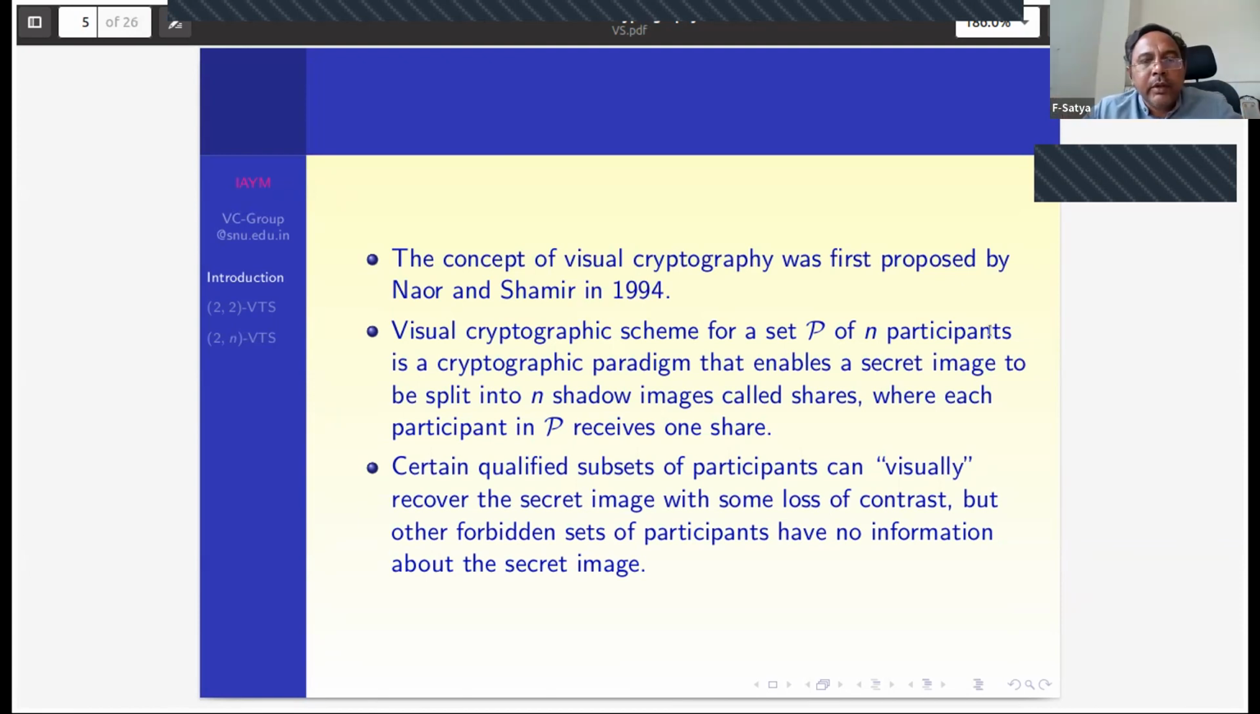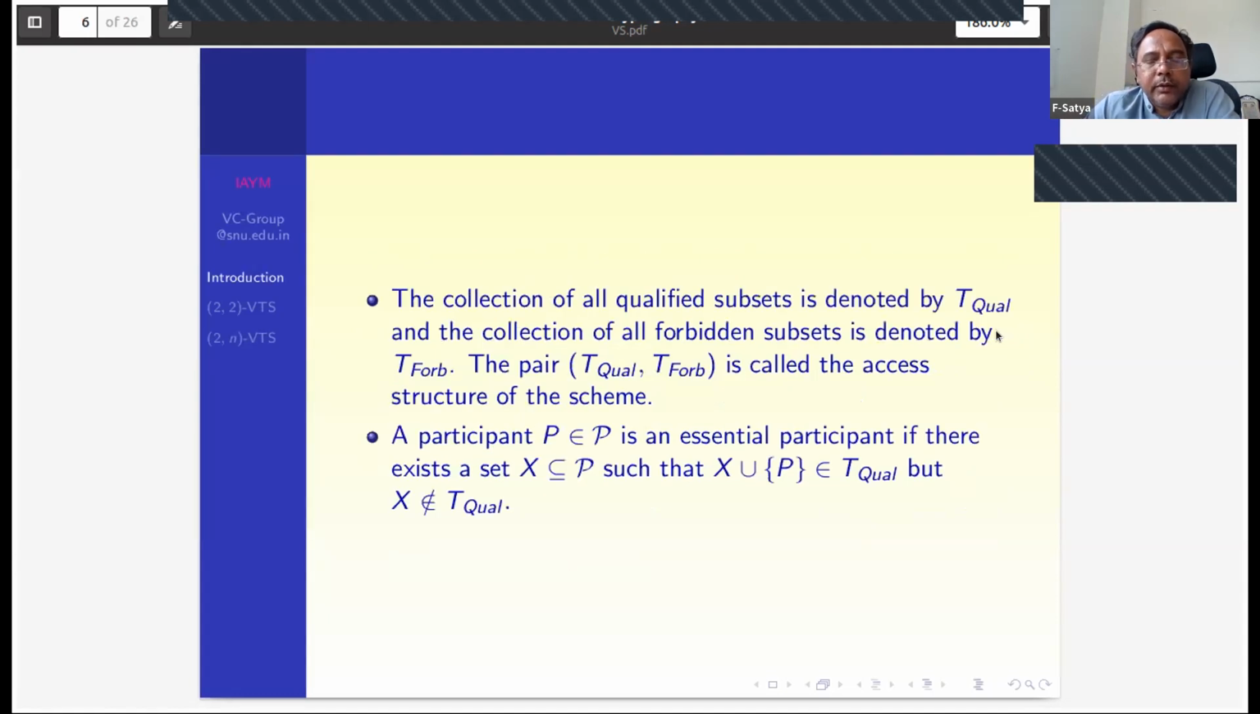We saw that. So in visual cryptography, n participants will be there, and we create n shadow images called shares, where each participant receives one share, but only qualified subsets of participants can visually recover the secret image, with loss of some contrast. So you see that pi is visible, but it is not that clear, right? But we can get the image. So that is the idea. Is this part clear?